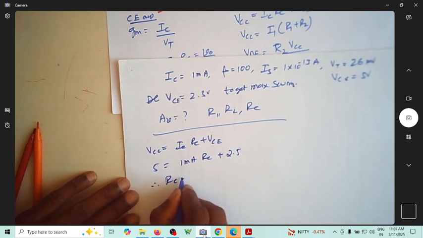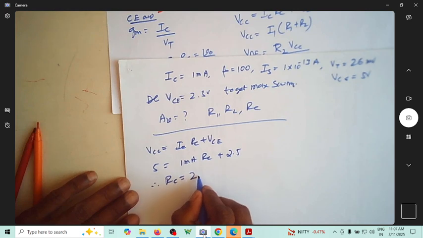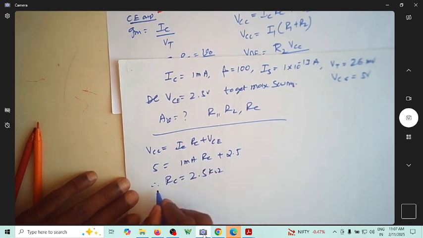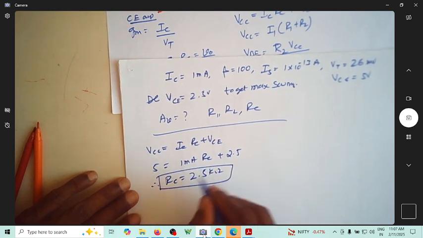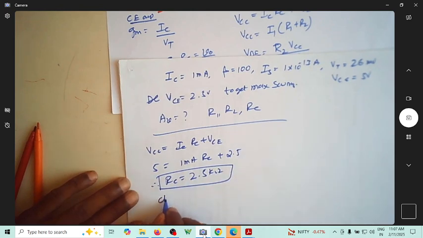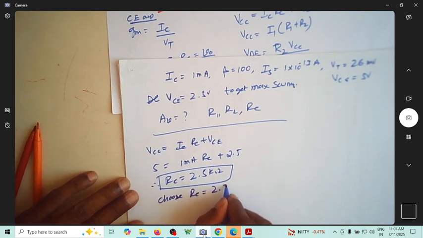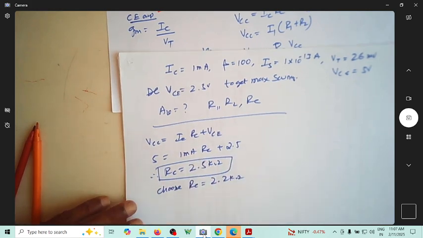Therefore RC is equal to 2.5 kilo ohm. So you don't have a 2.5 kilo ohm resistor, so choose RC of 2.2 kilo ohm. Since it is 2.2 kilo ohm, so what will happen?